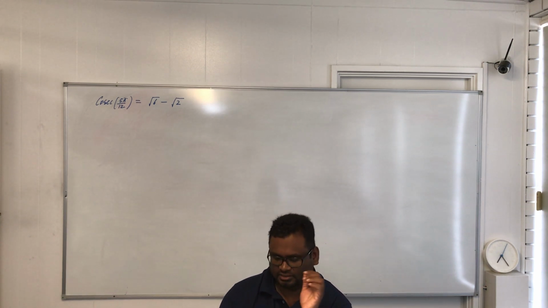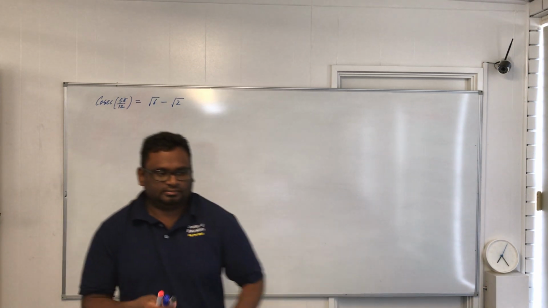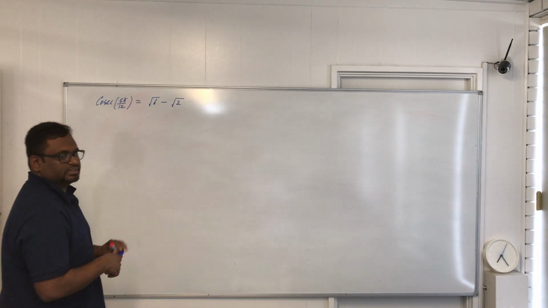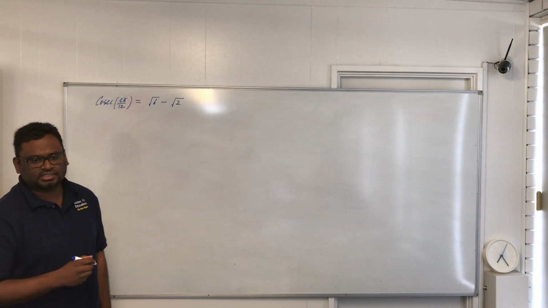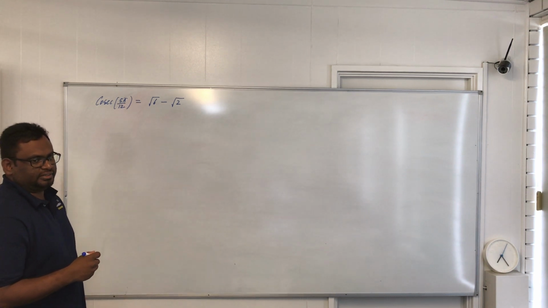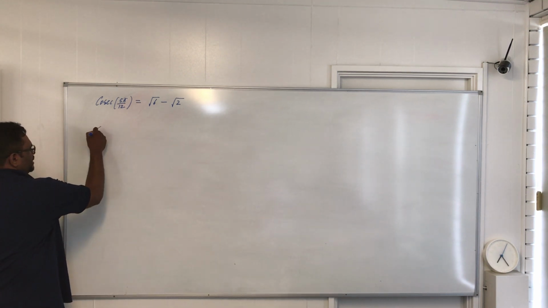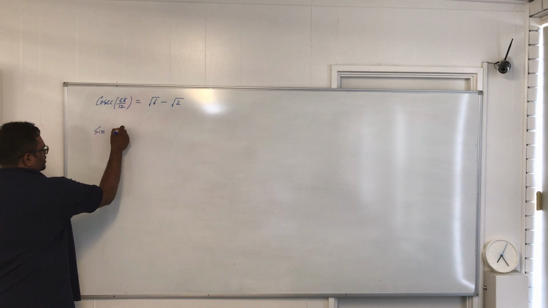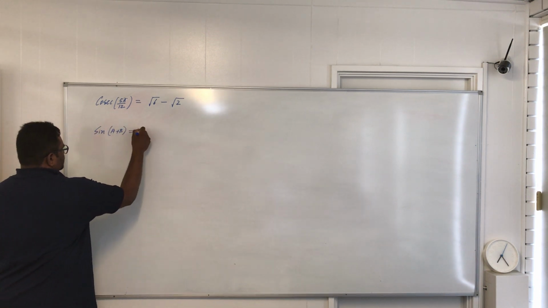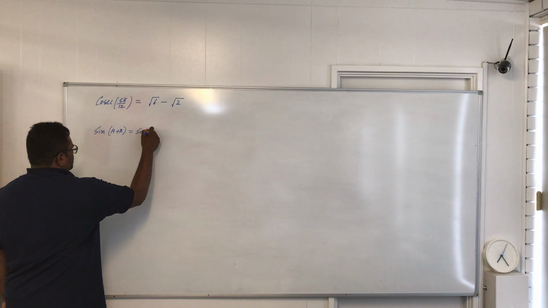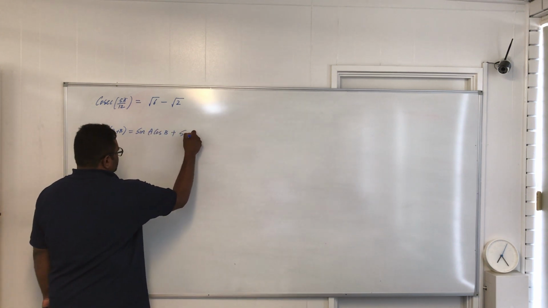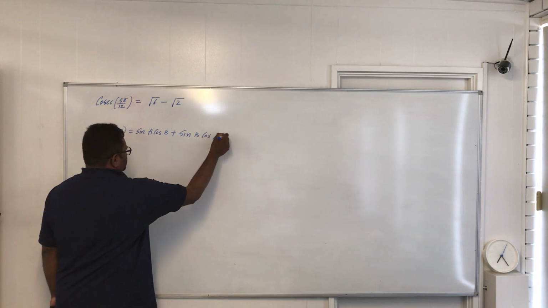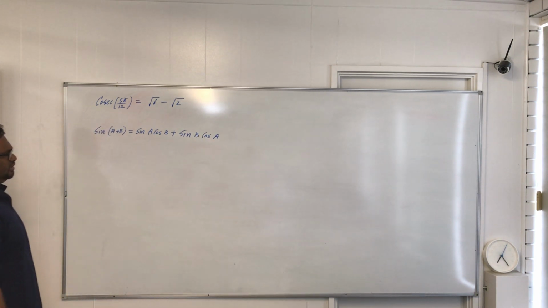What is that? Cosec means one over sine, right? So you use sine A plus B. So sine A plus B is sine A cos B plus sine B cos A, right? Okay, so then what?